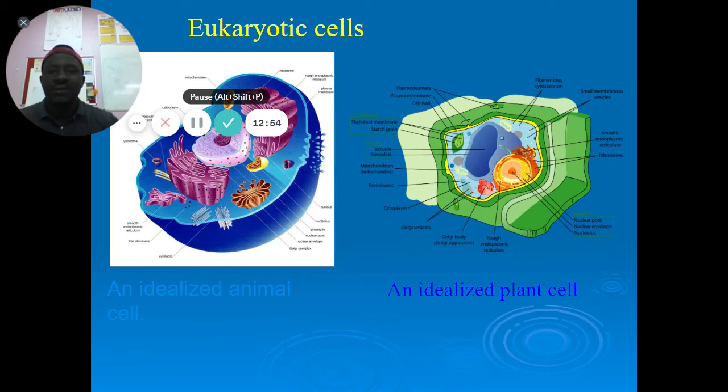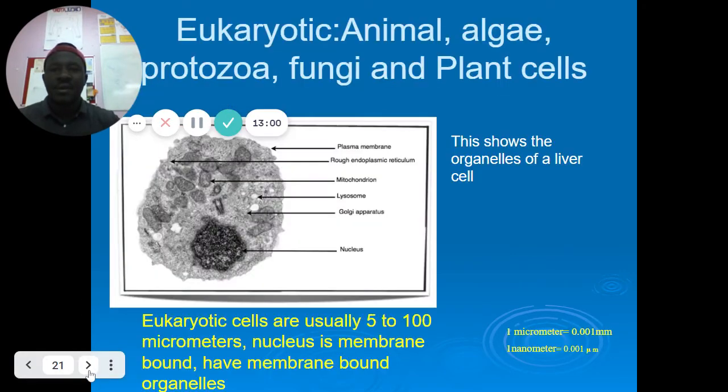So checking for the different structures, we can see the animal cell, algae, protozoa, fungi, and plant cells are examples of the eukaryotic cells.